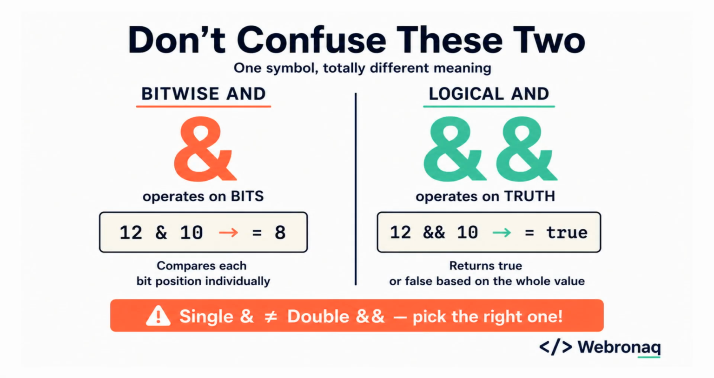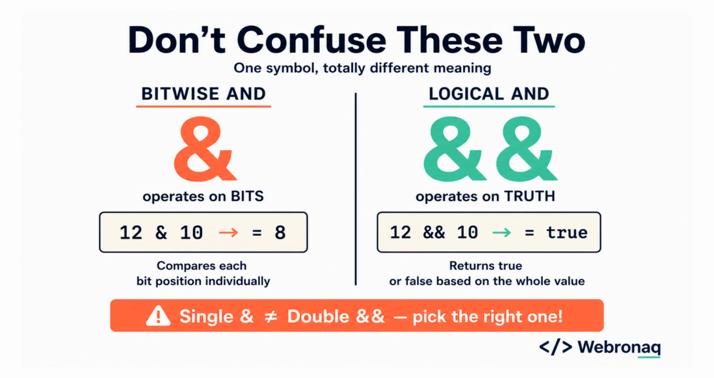Now, before we wrap up, I have to warn you about a mistake that trips up almost every beginner. There's Bitwise AND, which is a single ampersand, and there's logical AND, which is 2 ampersands. They look almost identical, but they do completely different things. Single ampersand operates on bits. It goes through every bit position and applies the AND rule, like we've been doing throughout this video.